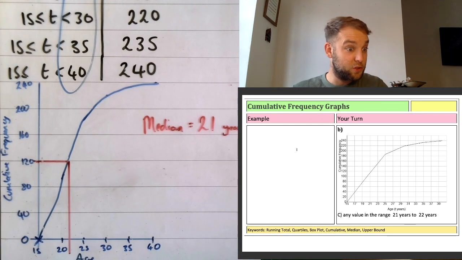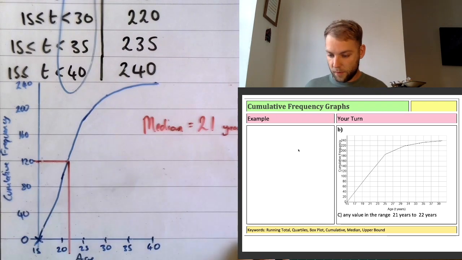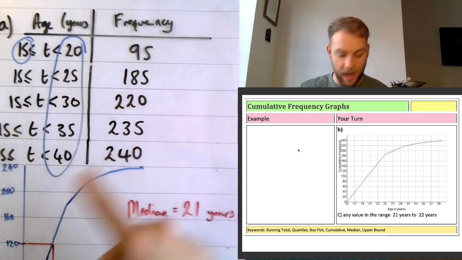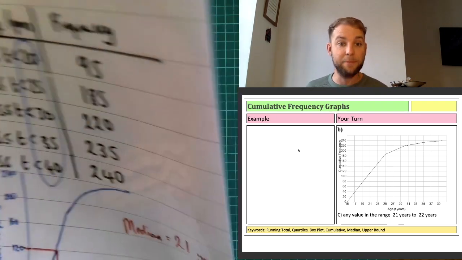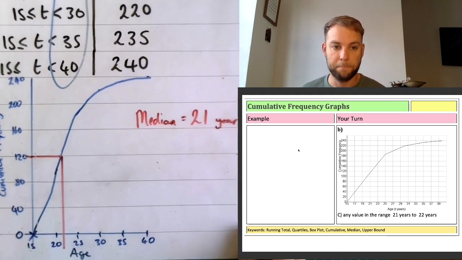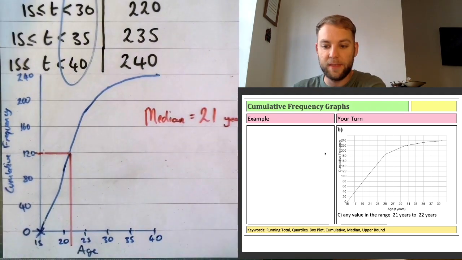Brilliant. So look, 21, 22, that's nice. So they haven't got the frequency, but the frequency we know are there. We've got our curve, we've got our median. Absolutely perfect. Absolutely super. All right. So let's have a look at the next question.